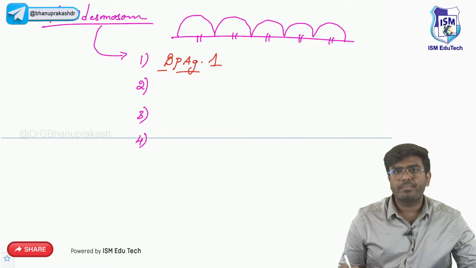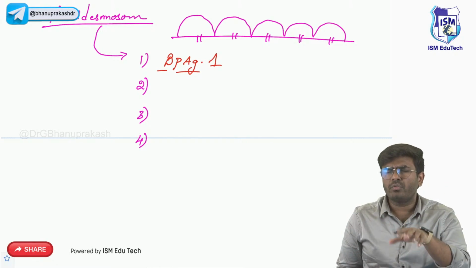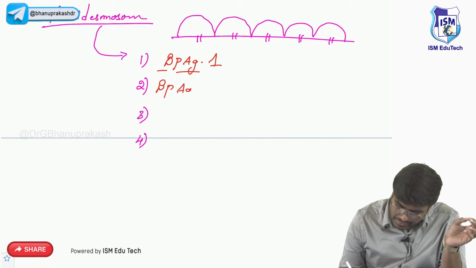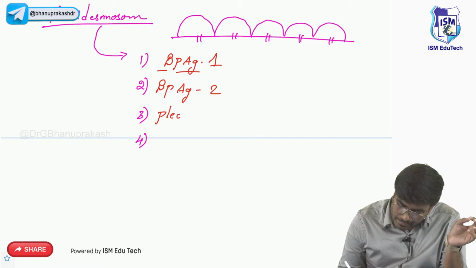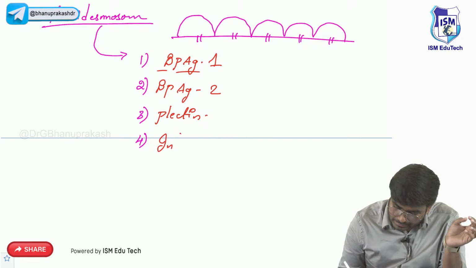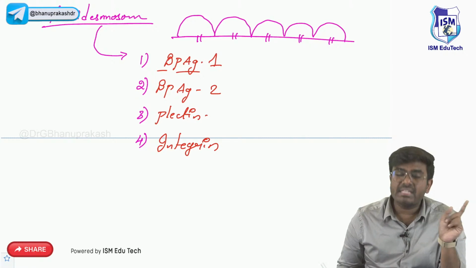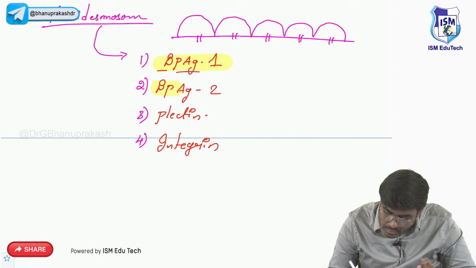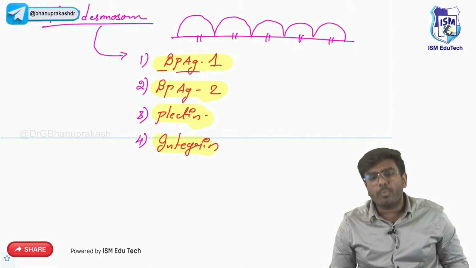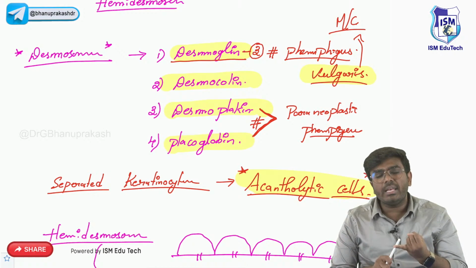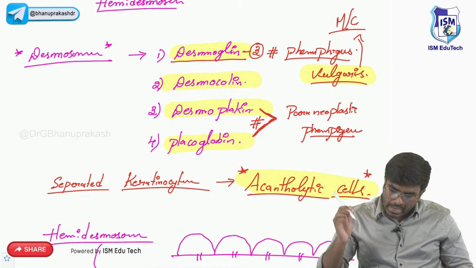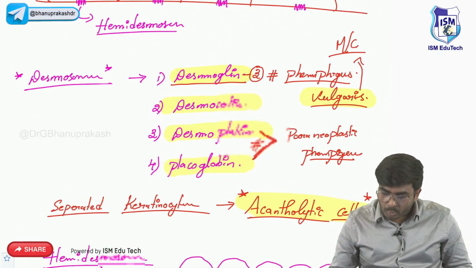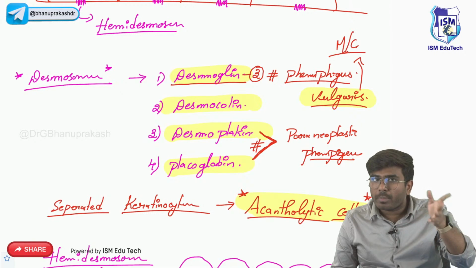BPAG1. What exactly is BPAG? Not needed, but if you want to know, BPAG means bullous pemphigoid antigen 1. BPAG1, BPAG2, plectin, integrin, these are hemidesmosomal proteins. Now, what are desmosomal proteins? Desmosomal proteins are desmoglein, desmocollin, plakoglobin, and desmoplakin. Defective desmosomal proteins will cause pemphigus vulgaris and paraneoplastic pemphigus.